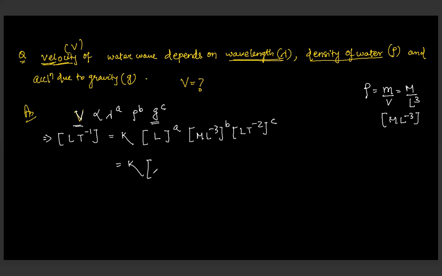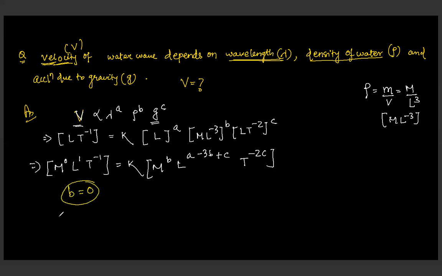We can write it as k M to the power b, L to the power a minus 3b plus c. Minus 3b is coming from the second one. Similarly for T, only the last one has T, that is minus 2c. The left hand side we can write as M to the power 0, L to the power 1, T to the power minus 1. Now let us compare it. We can write b is equal to 0.